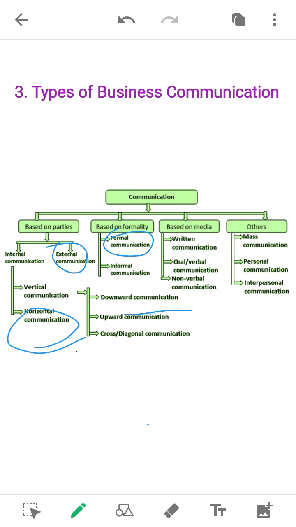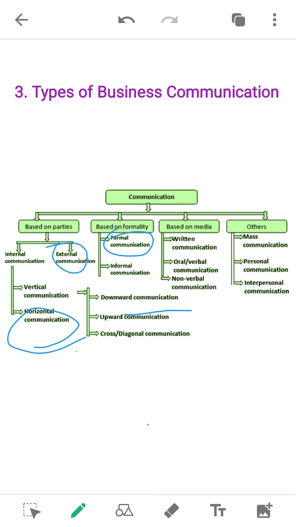Formal communication refers to the exchange of information officially. When any communication occurs in a predetermined schedule or predetermined decision, then it is called formal communication. That means when a communication officially occurs, it is called formal communication.